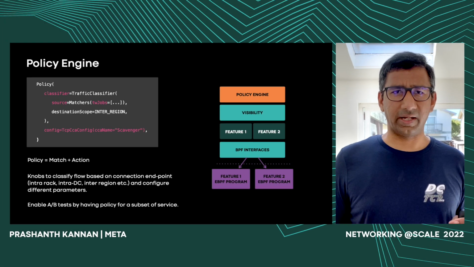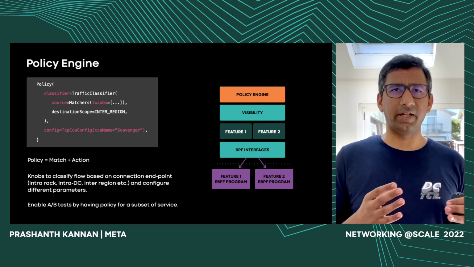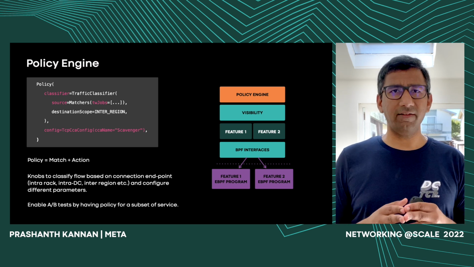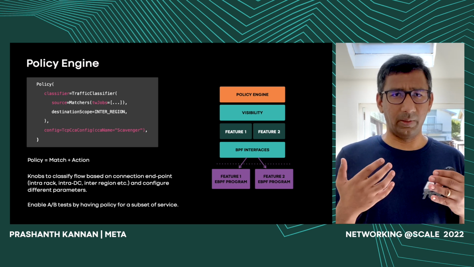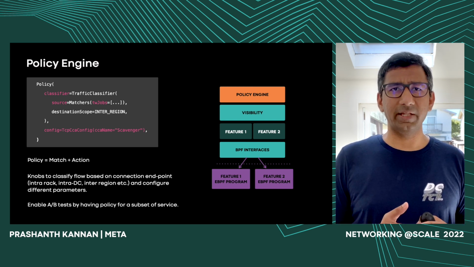The second clause, action, is network feature specific. It could be a simple binary, for example, enable this feature, or it could be more detailed, with specific parameters to configure based on the scope.